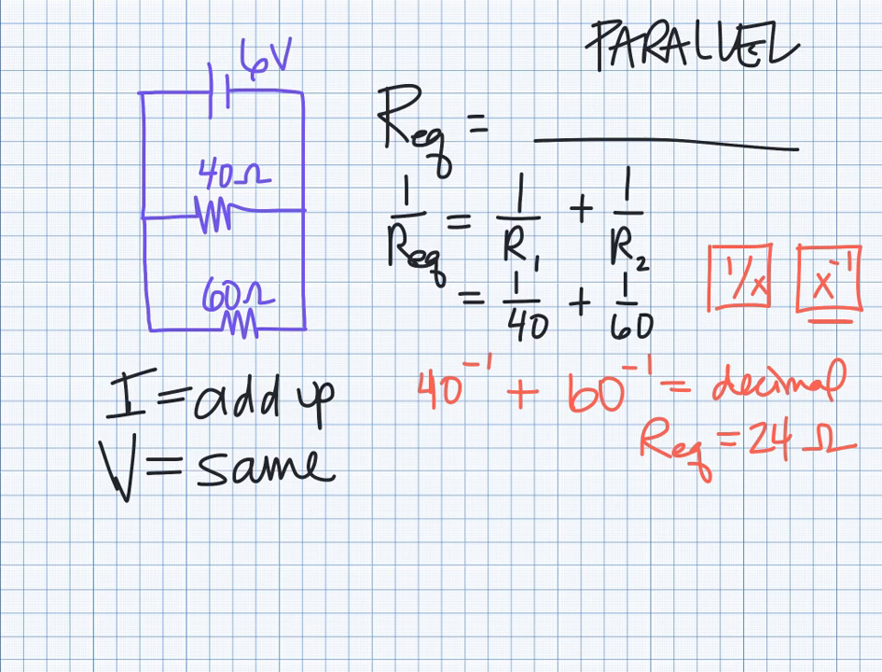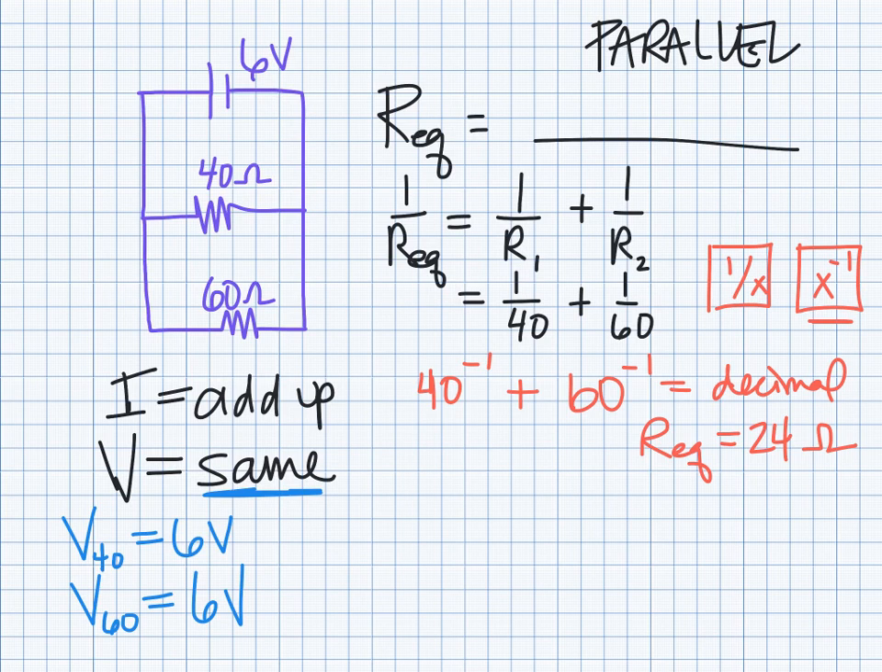But what's nice about these circuits is you don't actually have to do all that in most cases. So if I wanted to find the voltage and the current, the first thing I want to do is just recognize that everything has the same voltage. And so the voltage across the 40 is that same 6 volts that the battery is providing. And the voltage across the 60 is, again, the same voltage that the battery is providing. So it's 6 volts everywhere.